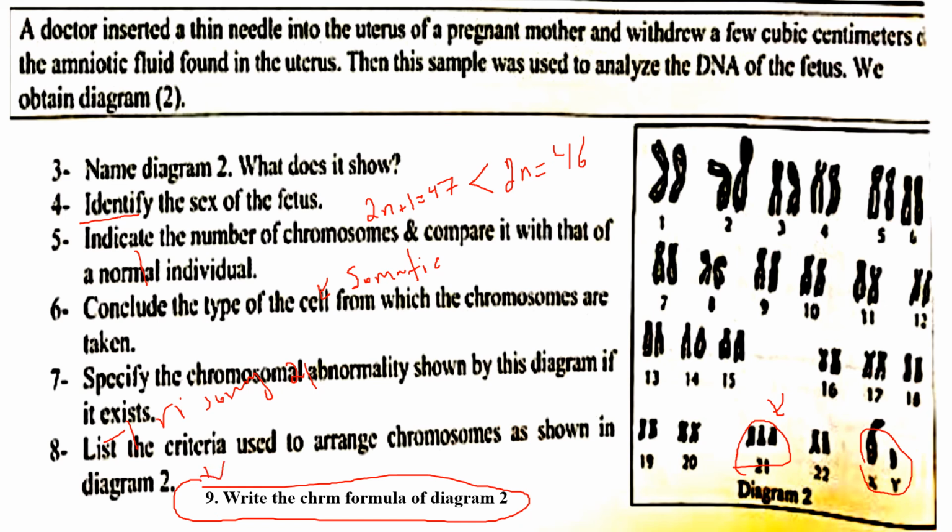Write the chromosomal formula of diagram 2. The chromosomal formula starts with the total number of chromosomes, which here is 47, then the total number of autosomes, which is 45 autosomes. Okay, plus the sex chromosomes XY. Okay, and between brackets we put the extra chromosome. Okay, this is it in the worksheet.